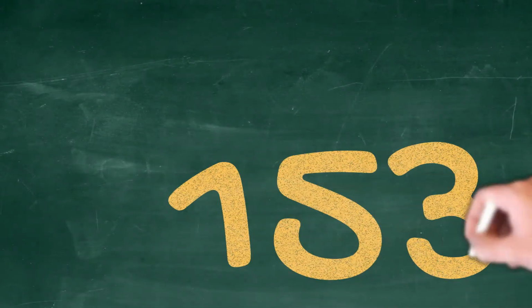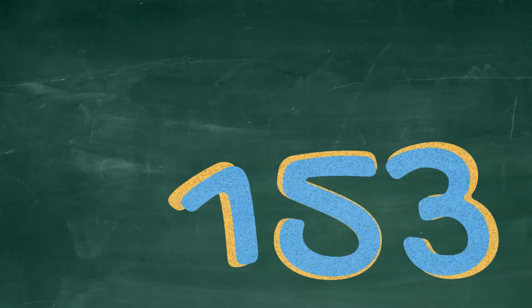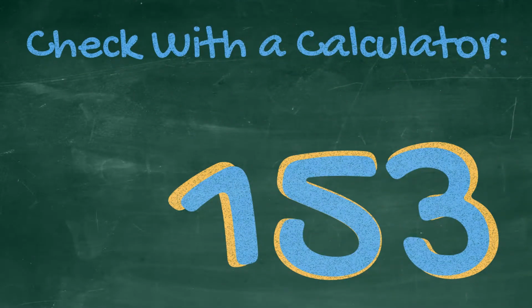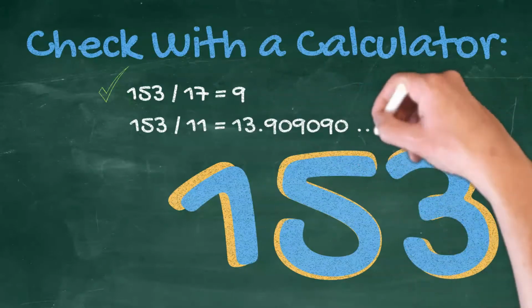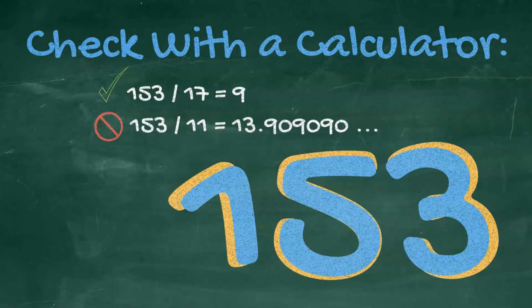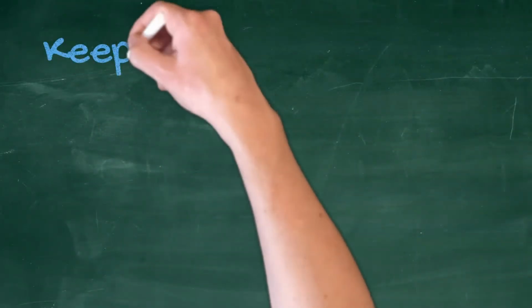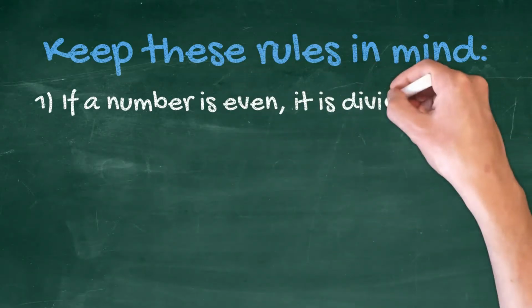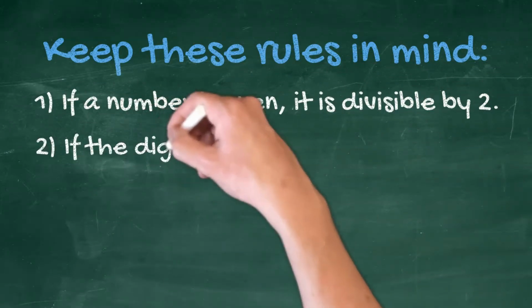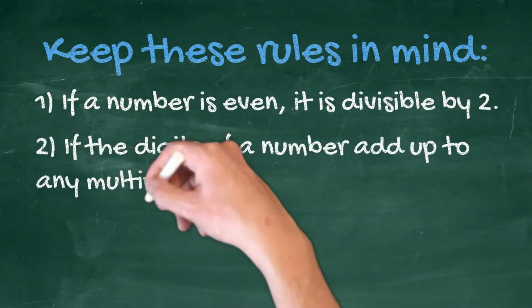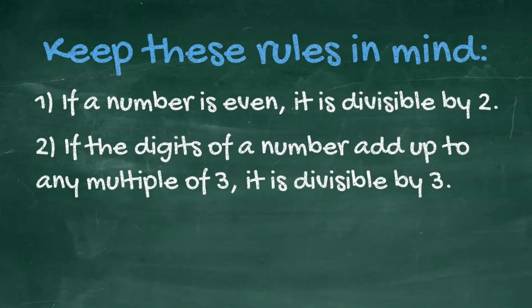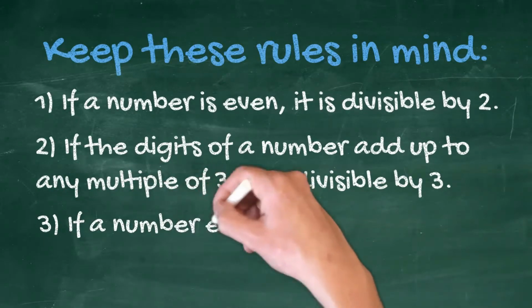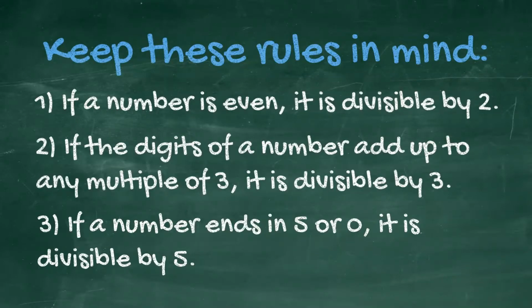If the non-prime number you're trying to divide isn't familiar, and you're not sure if it's divisible by a prime, you can check by putting it into a calculator. If the result is a whole number, good news, it's divisible by that prime. If there's a decimal or you end up with a fraction or a remainder, your number isn't divisible by that prime. Here are a few simple rules to help you when you're checking for divisibility. If a number is even, it's divisible by 2. If the digits of a number add up to 3, 6, 9, or any other multiple of 3, that number is divisible by 3. If a number ends in 5 or 0, it's divisible by 5.